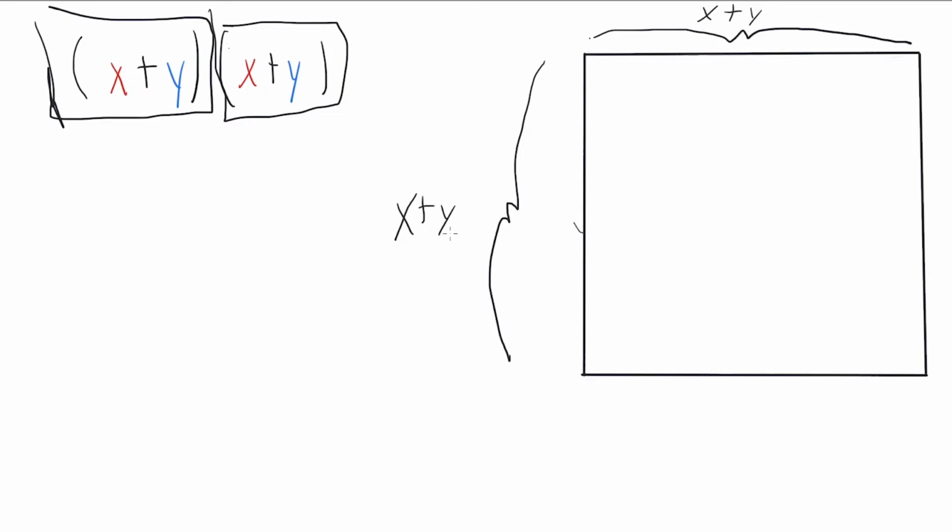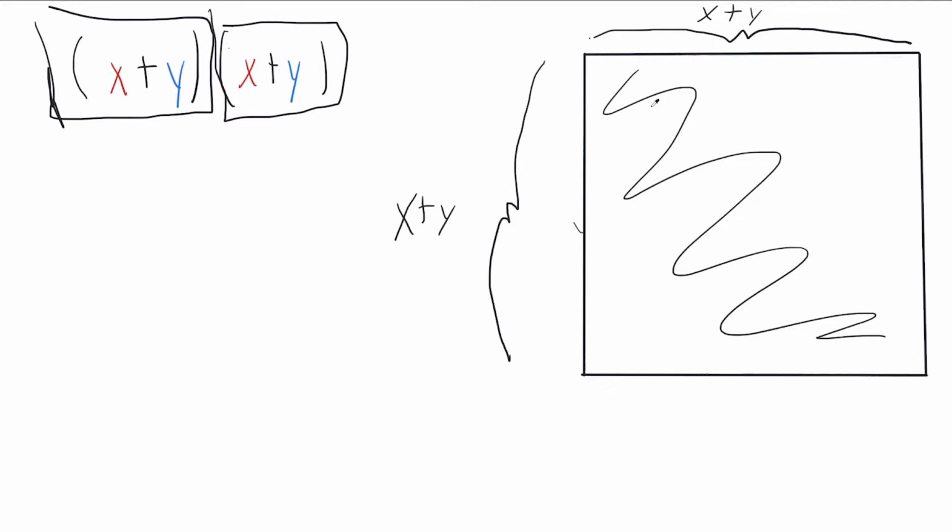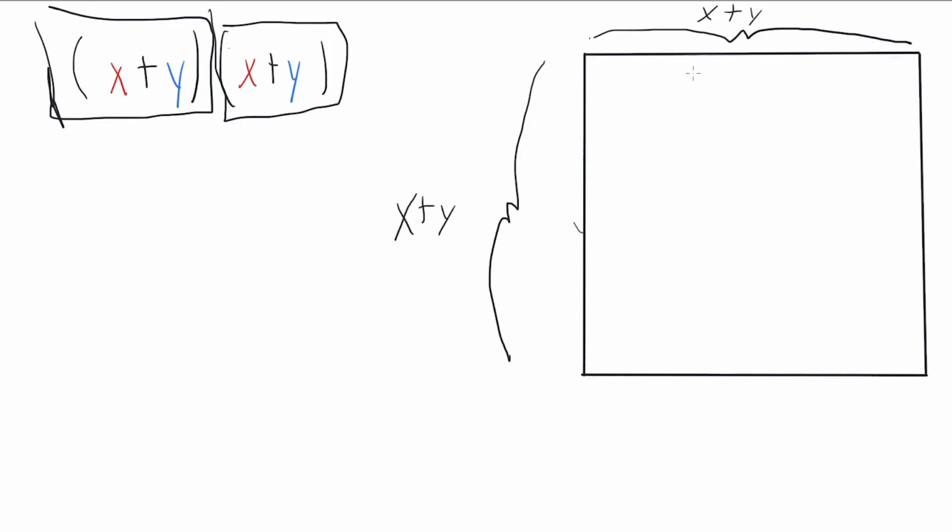Now, as you can see, x plus y is the same as x plus y. So this shape right here is actually a square. Alright, so here we know a portion of this side length. We don't know exactly what it is, but a portion of the side length is x, and a portion of the side length is y.